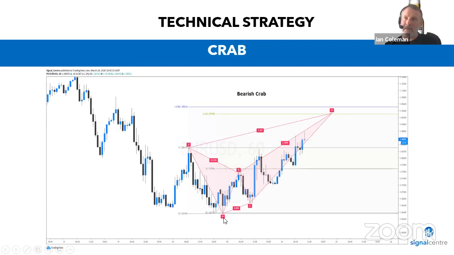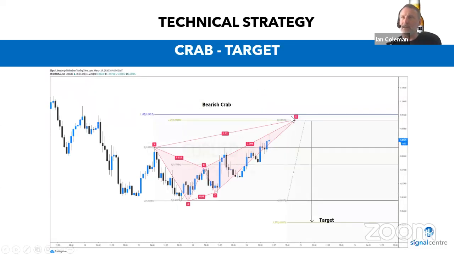So we've got the XA, AB, down in BC, and then up to this confluence area. For the crab, it's a 161.8% extension of this XA leg, so we're always extending the XA leg, and then the larger formation, or the larger fib extension, is here, which is the 224% extension. And again, if we're looking for a target level, once we'd completed that crab, then it's 127.2% of the whole formation.